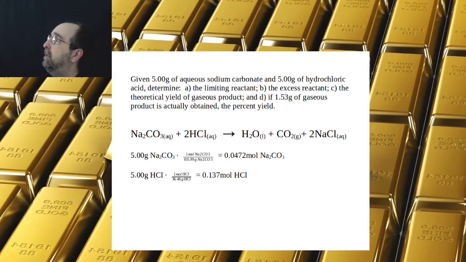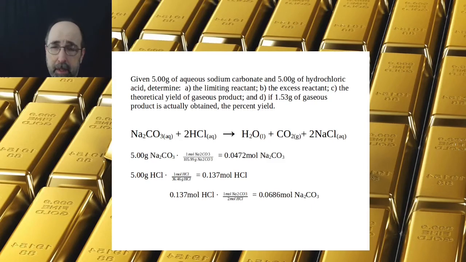So to get started, I'll use the 0.137 moles of HCl, and then these numbers are 2 moles of HCl for every 1 mole of sodium carbonate. Those mole numbers came from the balanced equation. No number on Na2CO3 was a 1, and the 2 on the HCl was the 2 moles of HCl. So the result from that calculation is 0.0686 moles of Na2CO3.